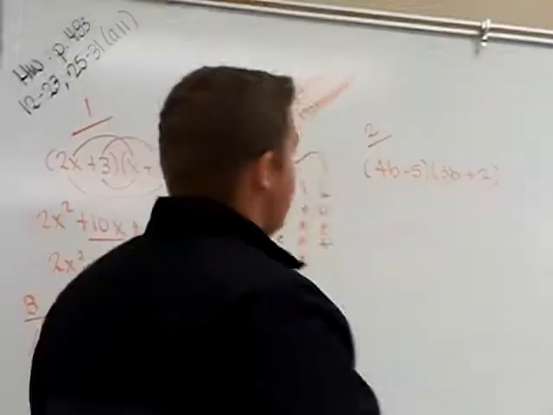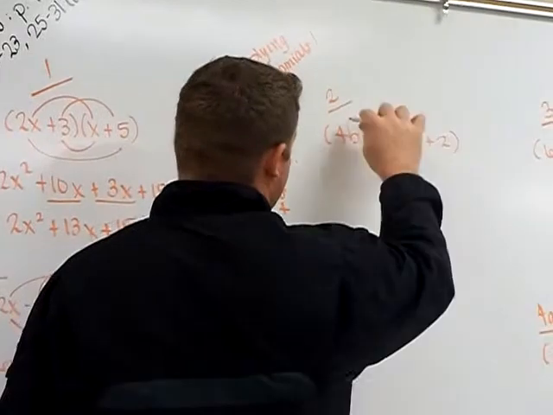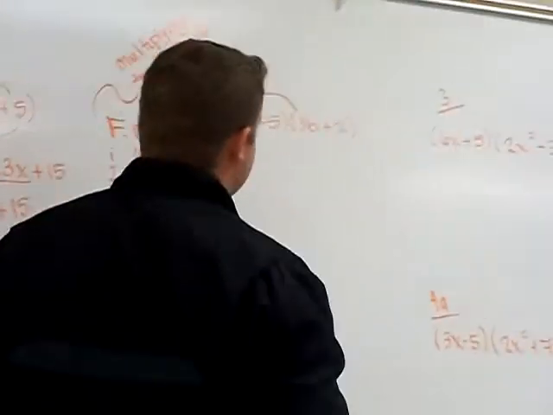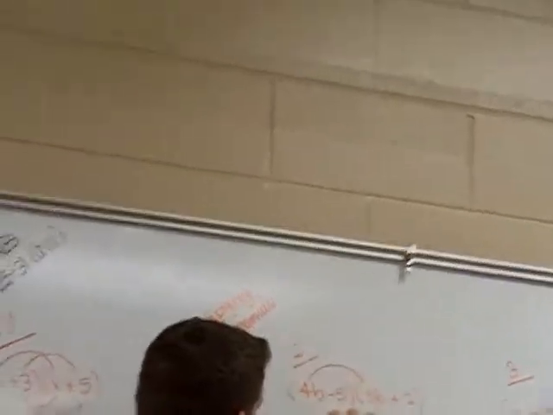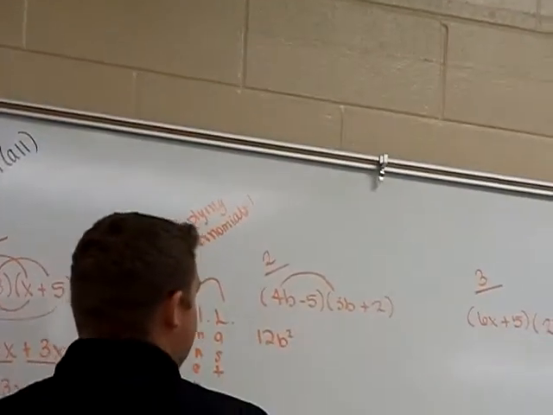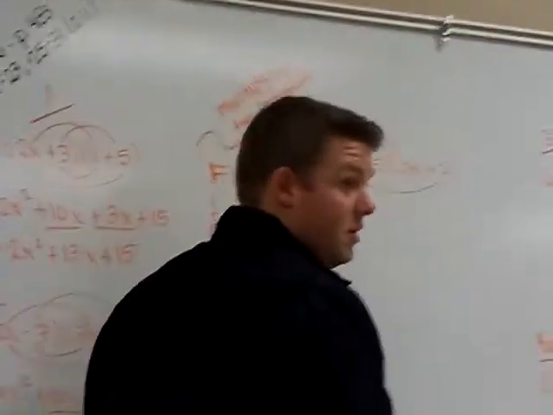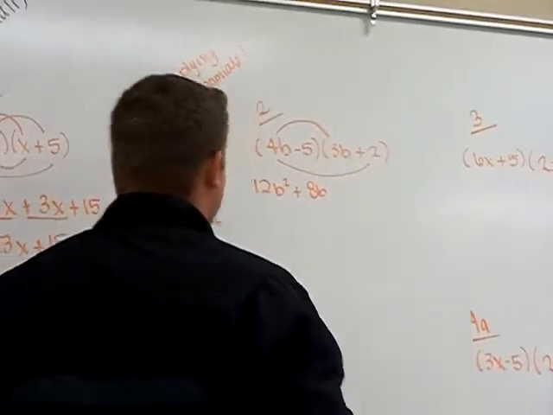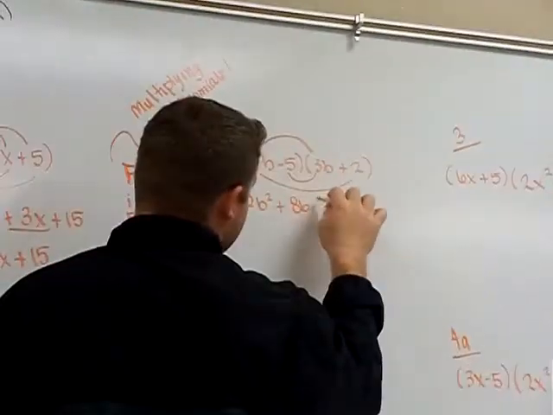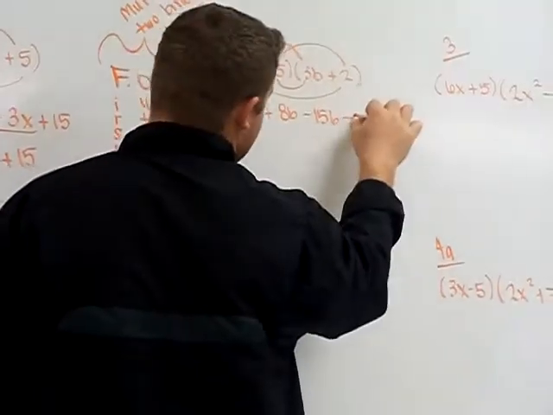All right, let's look at it. You've got your first terms, 4b and 3b. So I'm going to multiply these two together. 4b times 3b: 4 times 3 is 12, b times b is b squared. Then your outer terms. This 4b and this 2 are on the outside of these two binomials, correct? So you've got 4b and 2. That's going to be plus 8b. The inner terms: negative 5 and 3b. Negative 5 times 3 is negative 15b. And then your last terms: negative 5 and 2 is negative 10.